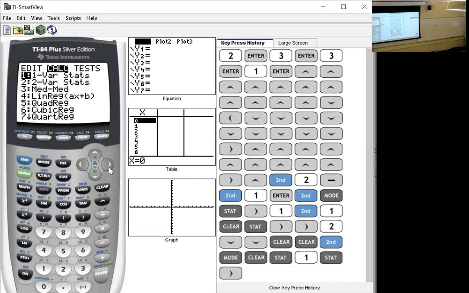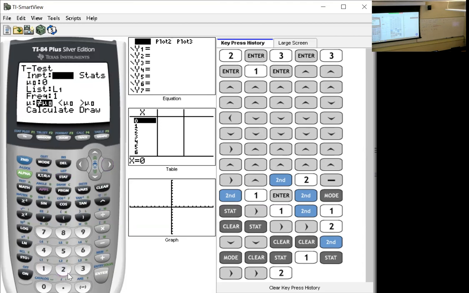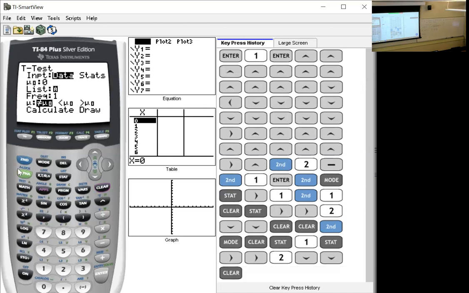Start over the test. Option number 2. Data. Mu naught is just 0. We want to see, is it 0, which means no difference whatsoever? Negative means there is a difference. And our objective is to determine if we have a significantly negative average difference. It can't be L1, it has to be L3.